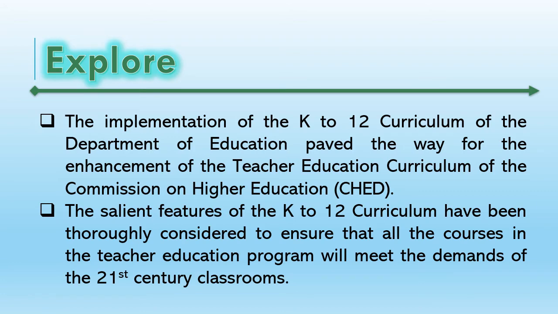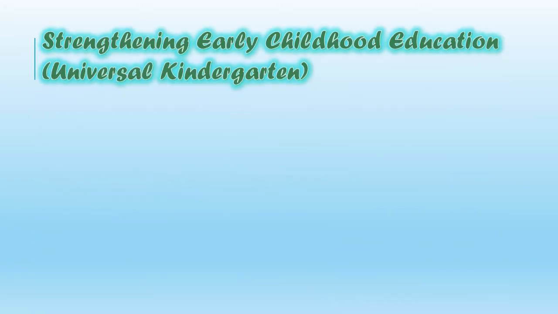Now, let's try to look at the different salient features. I think we have six. Yeah, we have six salient features of the K-12 curriculum framework. So let's try to look at them. The first one is strengthening early childhood education or the universal kindergarten. As we all know, the nice part of the K-12 program is that they included kindergarten na, no?